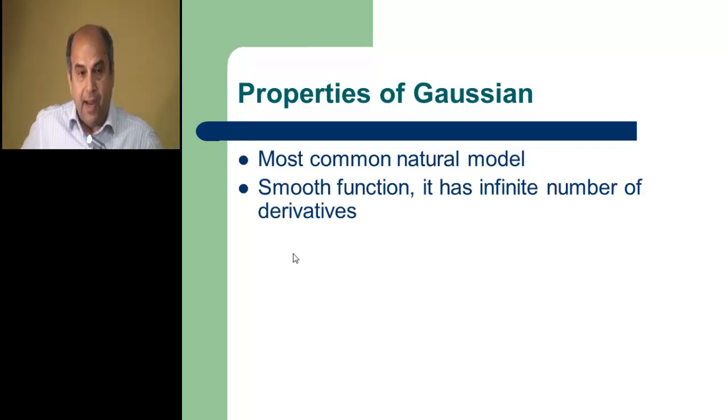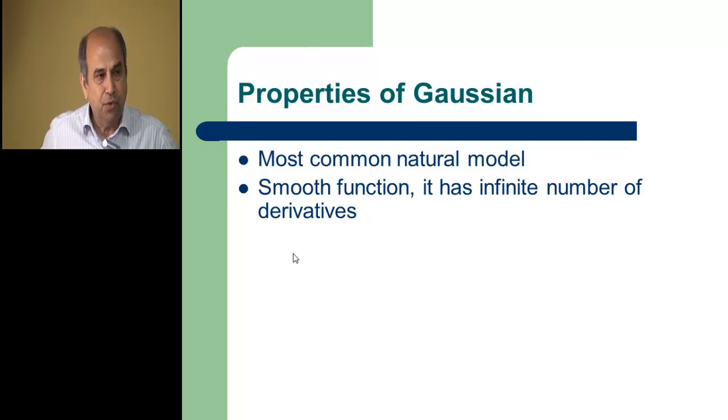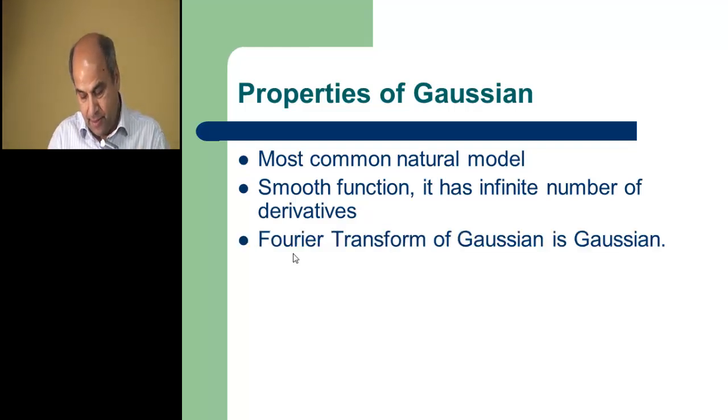Now for us in computer vision, these are mathematics. This is a very nice smooth function, which means you can differentiate it as many times as you want. So the Gaussian you can differentiate an infinite number of times. That's why it is a good function, and it is symmetric and so on.